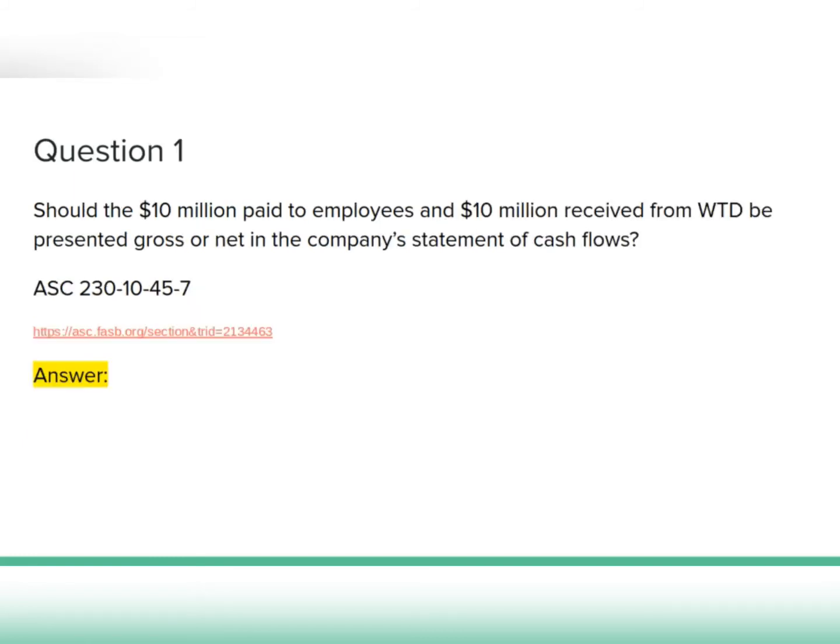So first we have to determine if the money received is going to be gross or net. The first question says, should the $10 million paid to employees and $10 million received from WTD be presented gross or net in the company's statement of cash flows? So to determine the answer to this question, we must go to the codification listed.